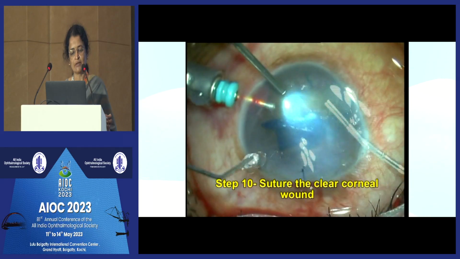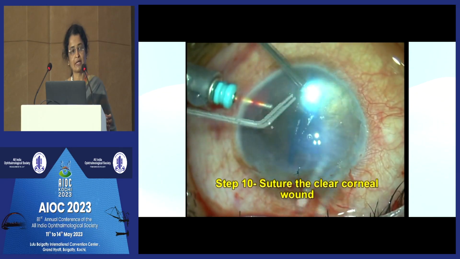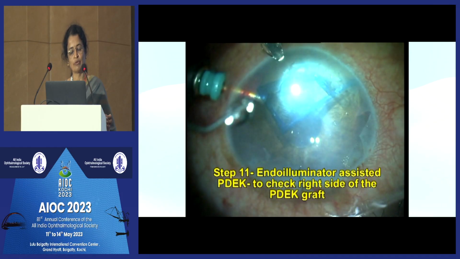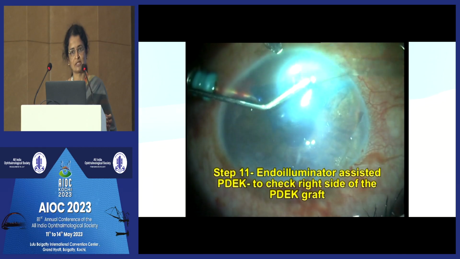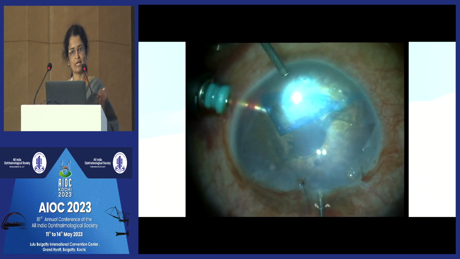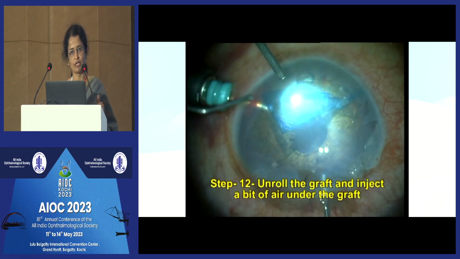With the endoilluminator, you have to look for the correct orientation of your graft. How you understand the orientation of your graft is that Descemet's membrane always has a tendency to scroll towards itself. So the scroll should be facing up towards your microscope. That is, when you are looking through the microscope, the scroll should be facing up towards you.